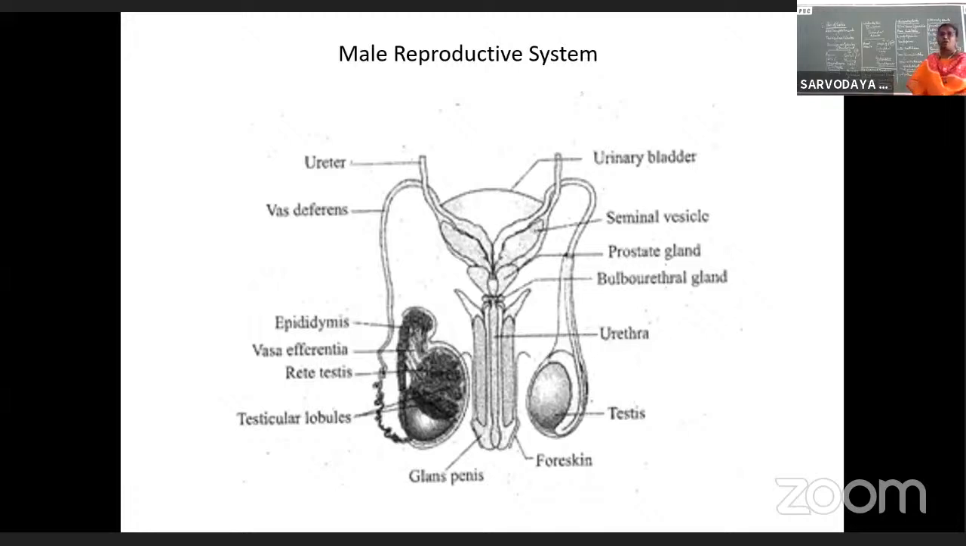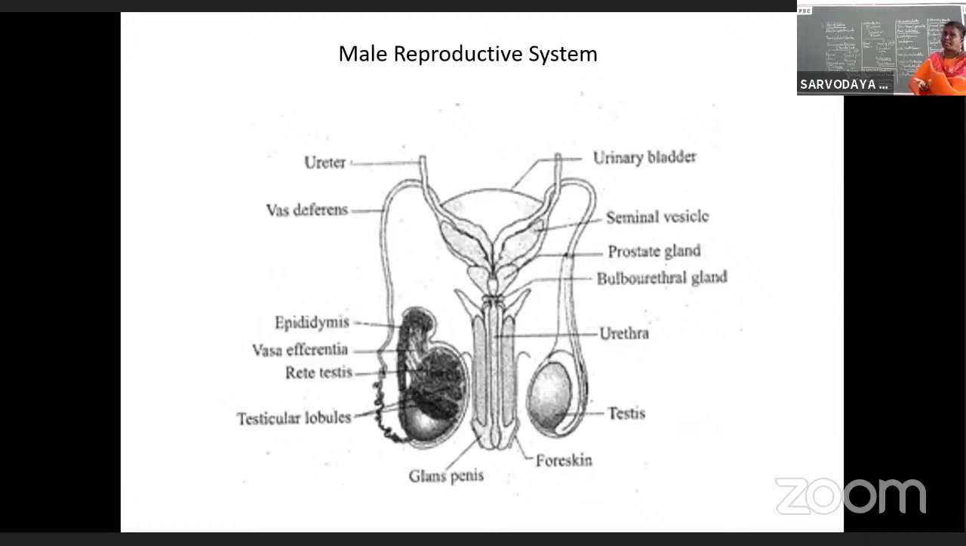Remember, you cannot cut short your answer. You have to write all the important features of the male reproductive system. Mention the features, okay? Mention the features and give their function. More than enough for the explanation.